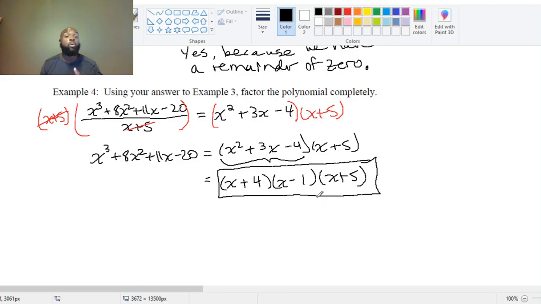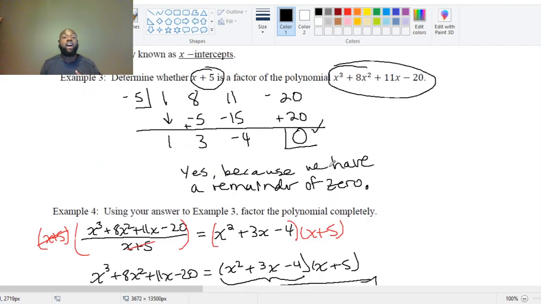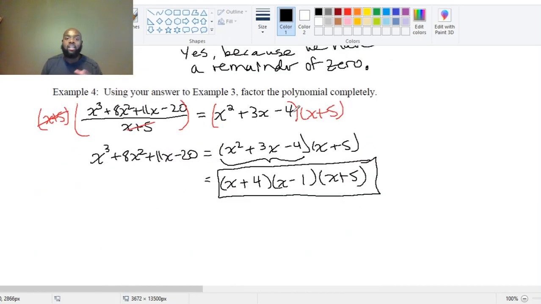So what we can do if we want to factor a polynomial completely is we can find the zeros or determine whether a polynomial is a factor by using synthetic division. We can rewrite it as a product of our quotient and our divisor, and then further factor our quotient, and that'll give us our polynomial in completely factored form. Very interesting.